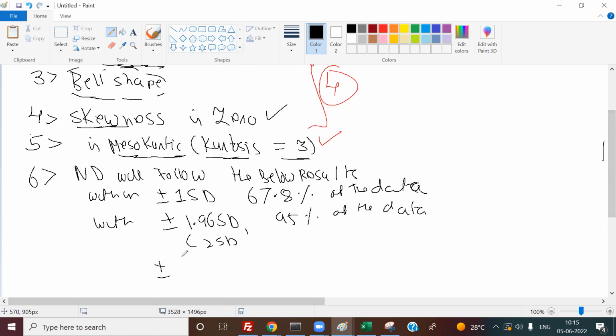Within plus minus 3 standard deviation, it would be around 99.7% of the data. 99.7% of the data.